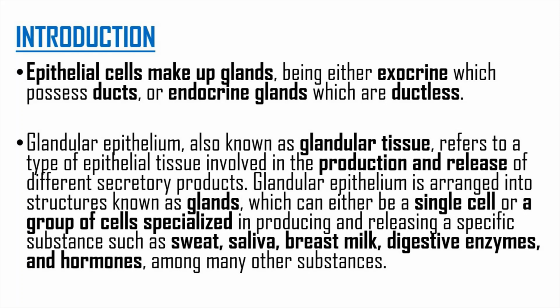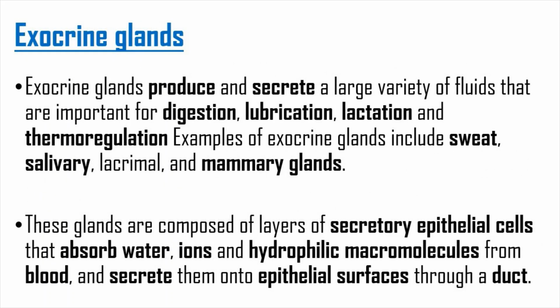Glandular epithelia is arranged into structures known as glands, which can either be a single cell or a group of cells specialized in producing and releasing a specific substance, such as sweat, saliva, breast milk, digestive enzymes and hormones, and many other substances are produced by glands.